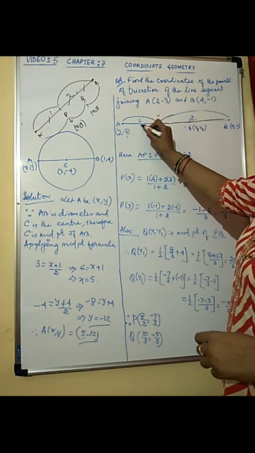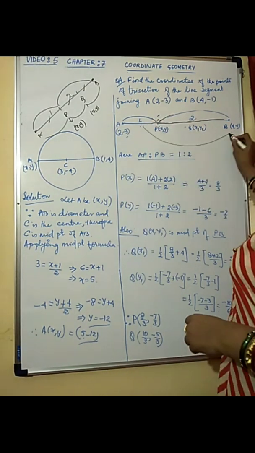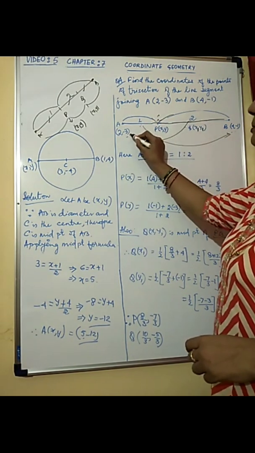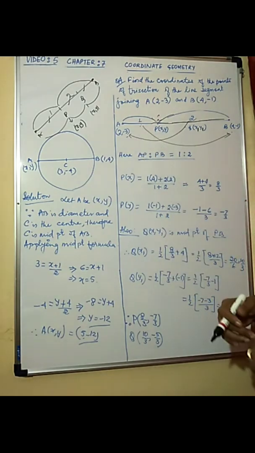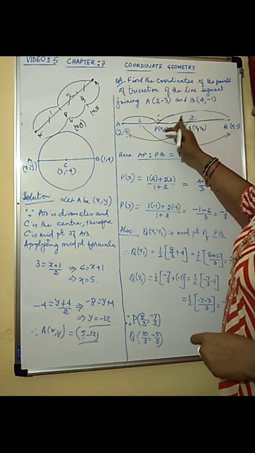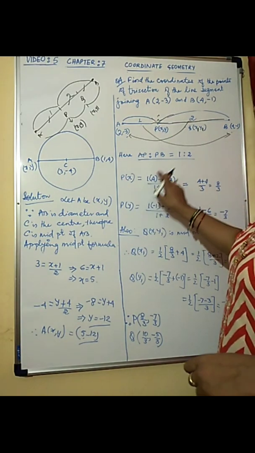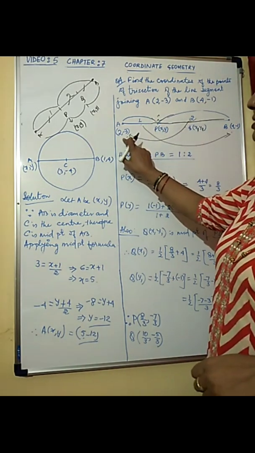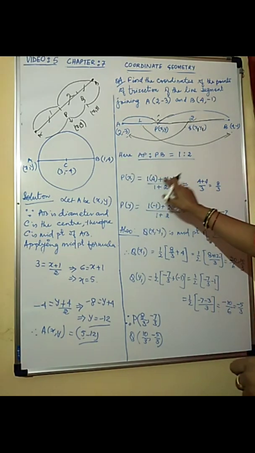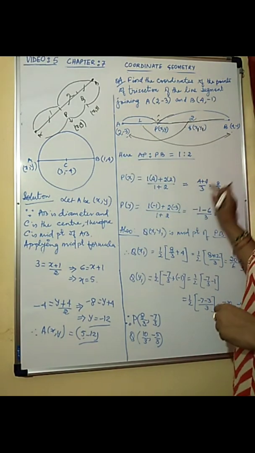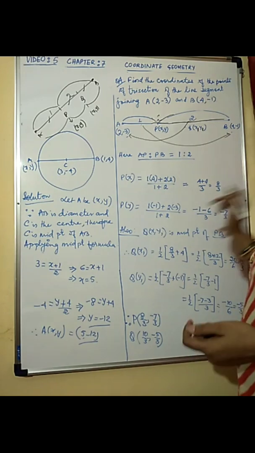Now you know that we multiply 1 on this side, and 2 will be multiplied to the other side. So now what do we get? Px equals 1 into x coordinate of B, that is 1 into 4, plus 2 into x coordinate of A, that is 2. So 1 into 4 plus 2 into 2 divided by 1 plus 2. That comes as 8/3.